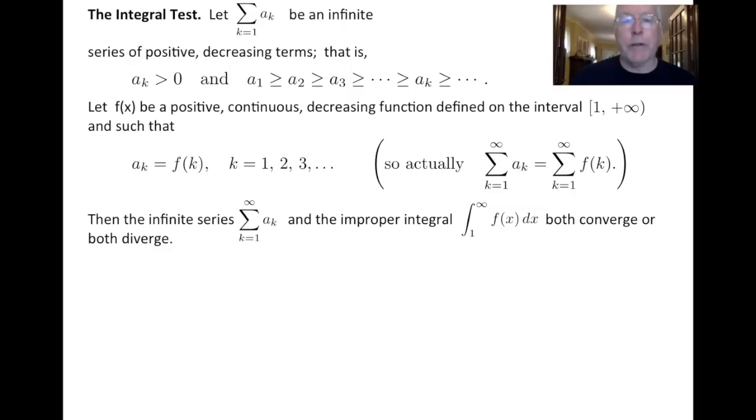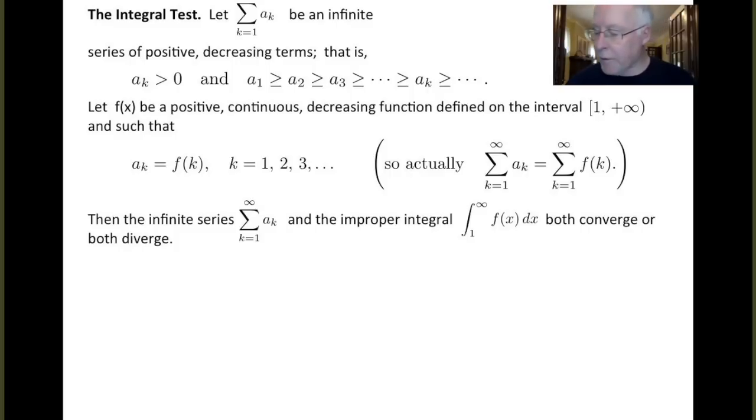Let's start by reviewing the integral test. The integral test says the following. Let the summation k equals 1 to infinity a sub k be an infinite series of positive decreasing terms. That is, the a sub k's are bigger than 0, and a1 is at least as big as a2, at least as big as a3, etc. We also assume we can find a function f of x that is positive, continuous, and decreasing, and defined on the interval from 1 to infinity, and such that the a sub k's are given by simply replacing x by k in f of x. So the a sub k's are f of k's.